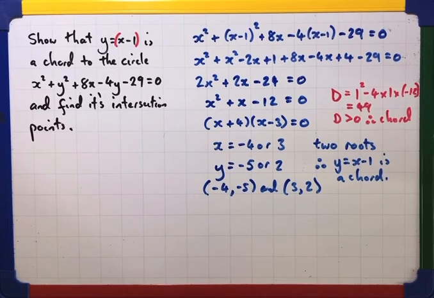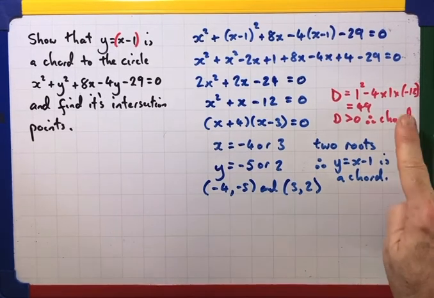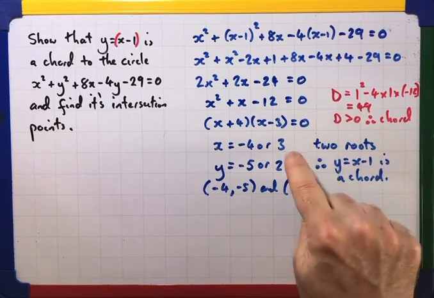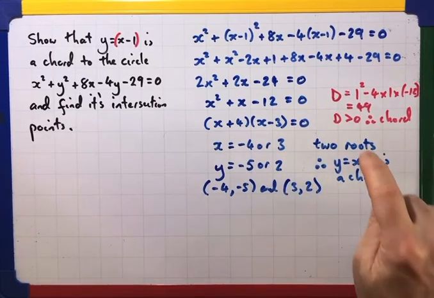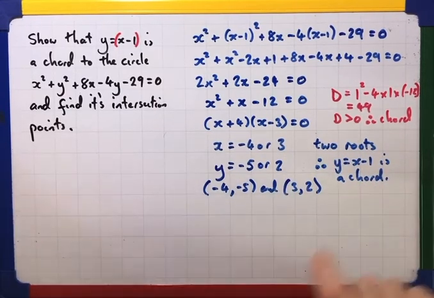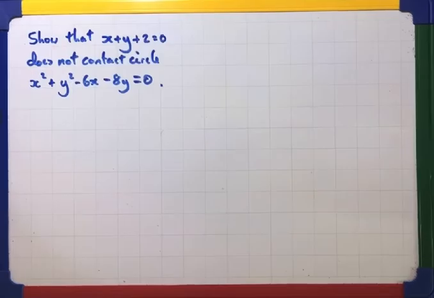That's where that line intersects that circle. As I said, you don't need to do both, but you either state once you see there are two roots, therefore it's a chord, or you show that the discriminant is greater than 0, therefore it is a chord.